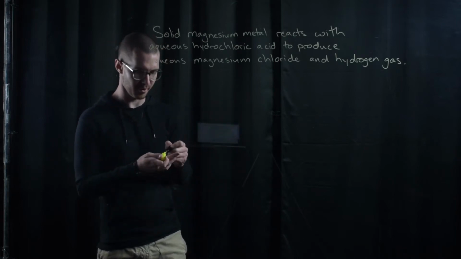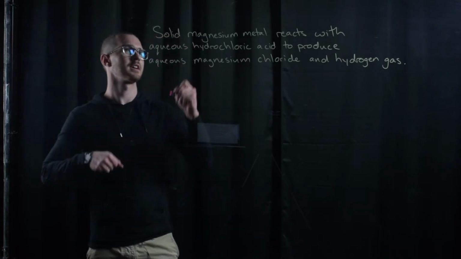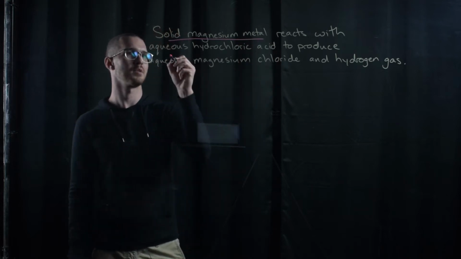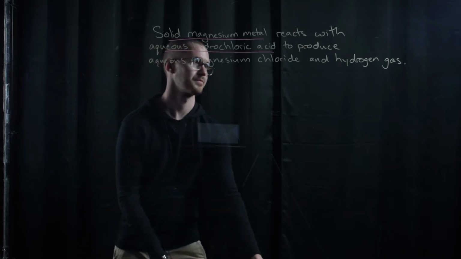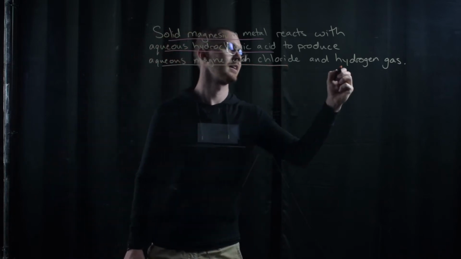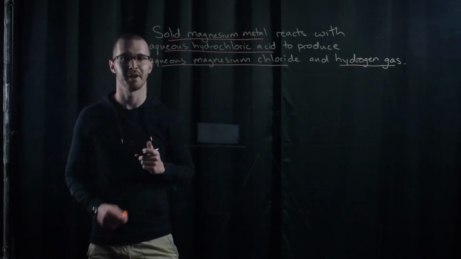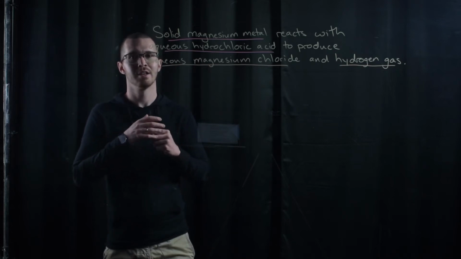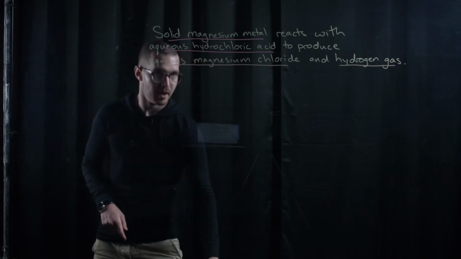So first of all, let's take a look at what our reactants are. Well, our reactants, we have solid magnesium metal is going to react with aqueous hydrochloric acid. And what are our products? Well, our products are aqueous magnesium chloride and hydrogen gas. So we've identified our reactants, we've identified our products. And the word equation can then be written to introduce us to some important symbols. So, let's write this down.